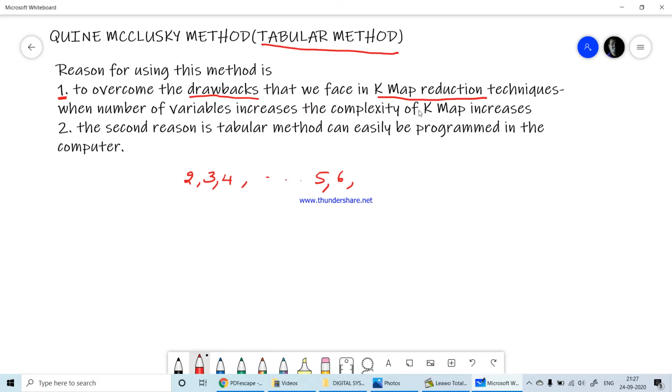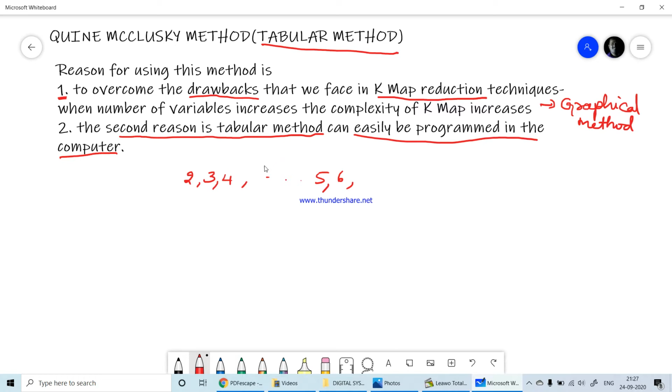So for reducing that complexity, we go with the Quine-McCluskey method. K-map is a graphical method, whereas Quine-McCluskey is called a tabular method. The second reason for using this tabular method is that it can easily be programmed in the computer. That is the main reason why the Quine-McCluskey method is being used.